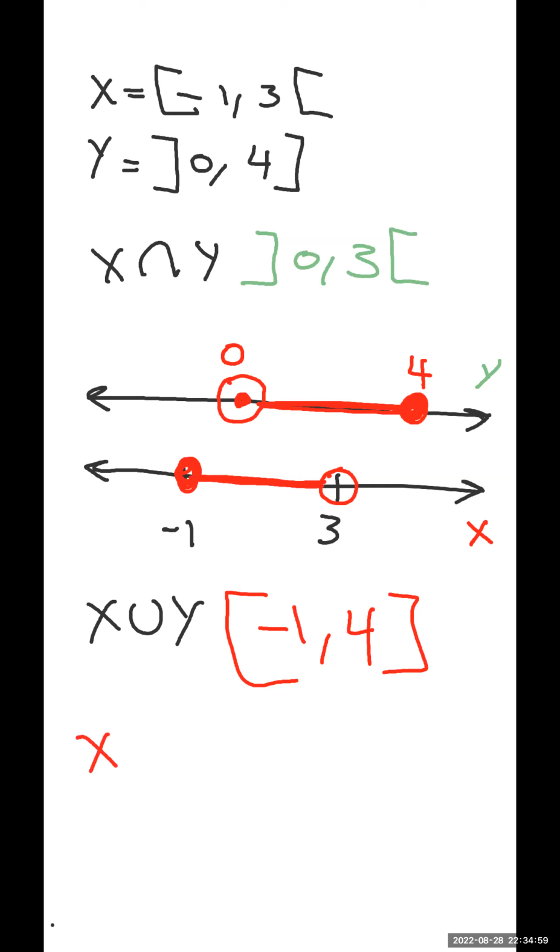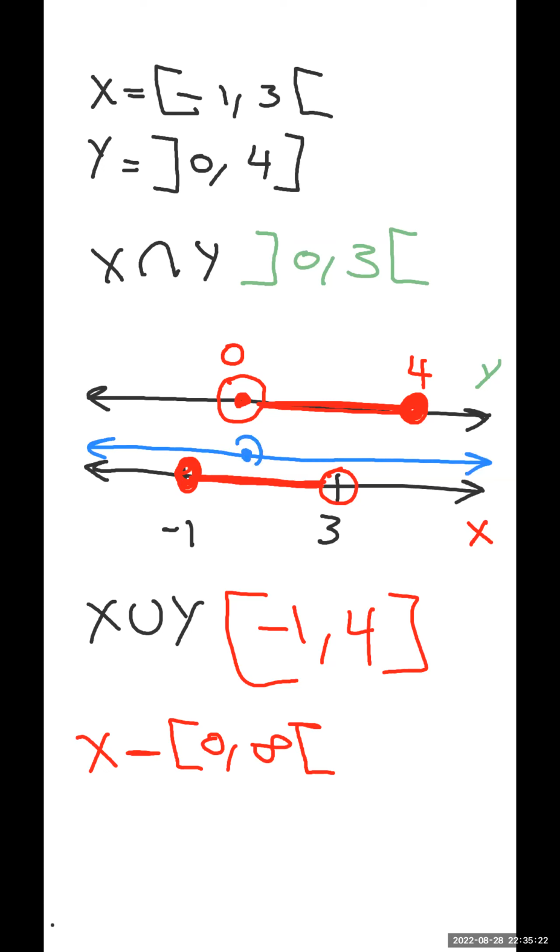X difference, 0 and infinity. Okay. Now, guys, I'm going to draw one more number line for 0 and infinity. Where is 0? It's here. Is it closed? Yes, shaded. Infinity, positive direction. Now X difference this one. I think it will be this area, right?